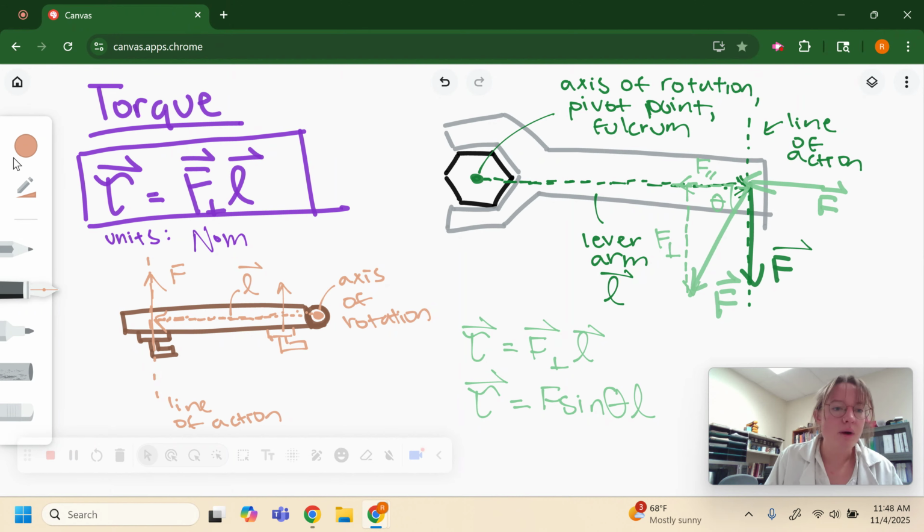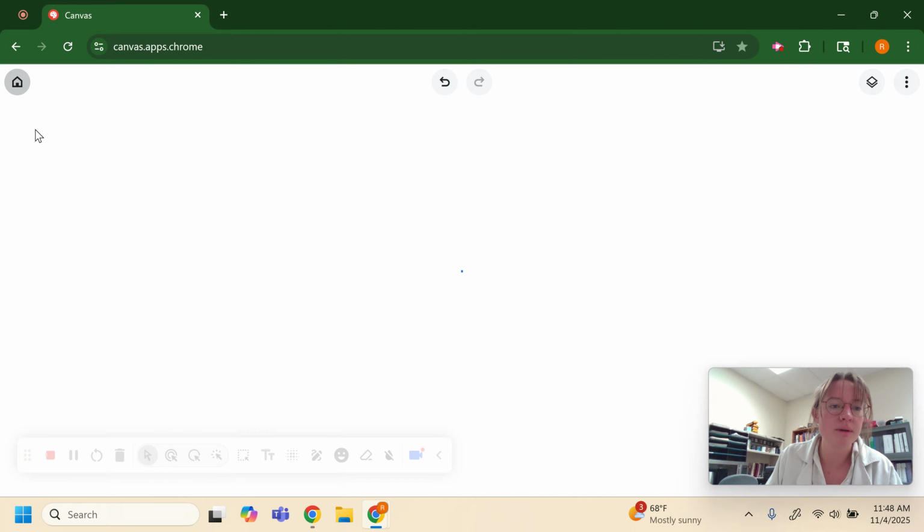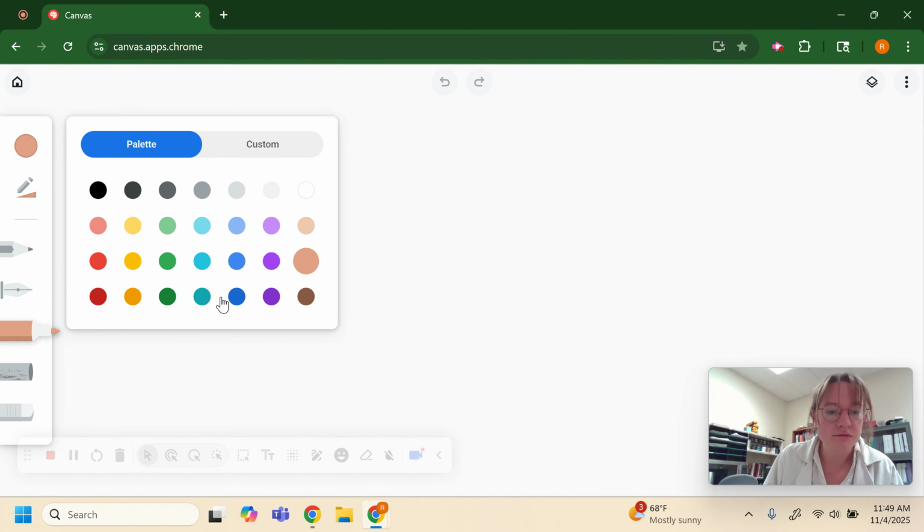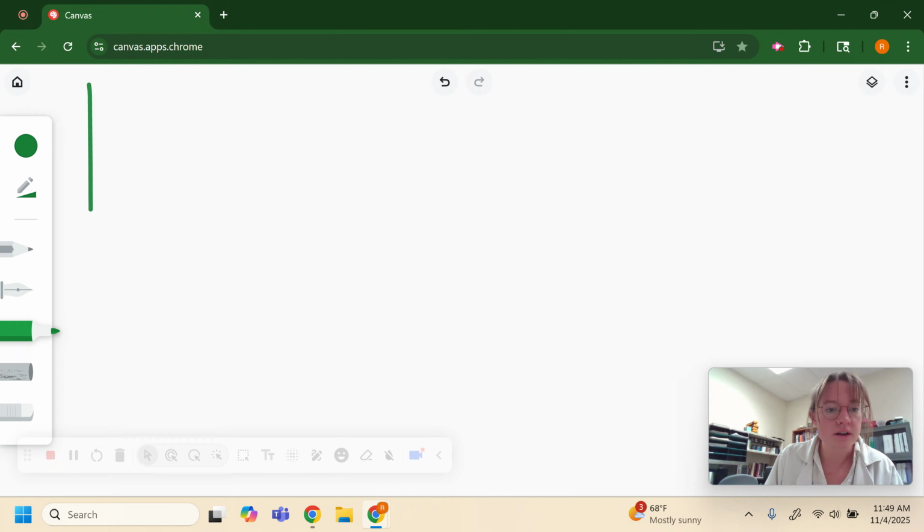Let's look at one more example here that's a little conceptual, and then we'll talk about net torque and equilibrium. Suppose that I have a screwdriver and a screw, and I'm just trying to get that screw unscrewed, and it's just not budging. It just will not move. Let me show you a picture of what we're looking at here. Let's have a green screwdriver. Here is my screwdriver like this.